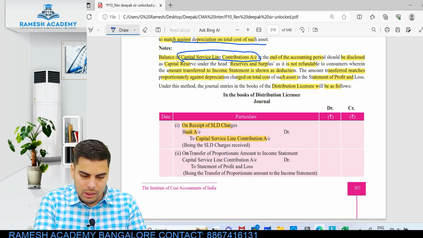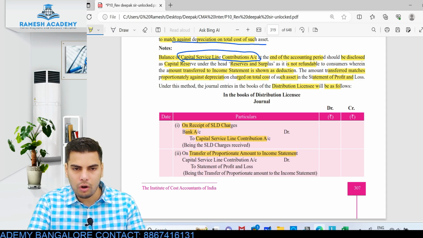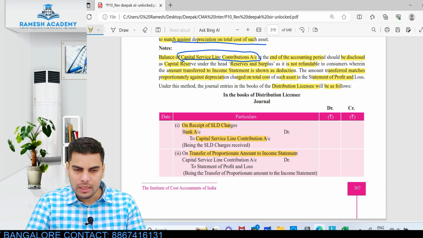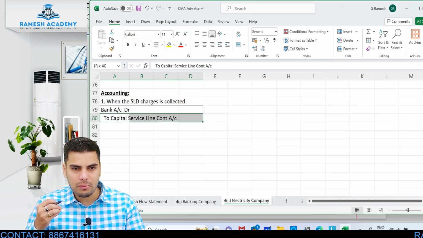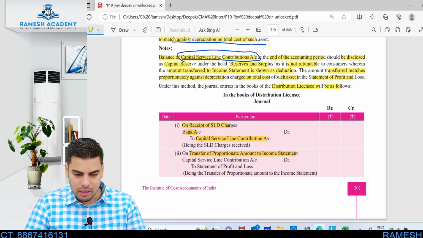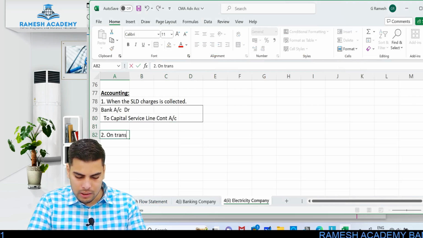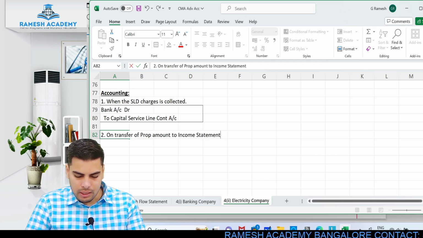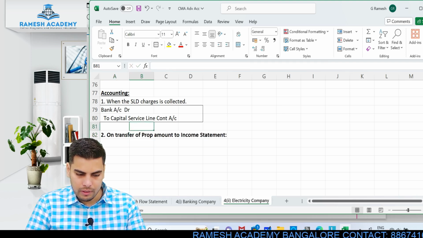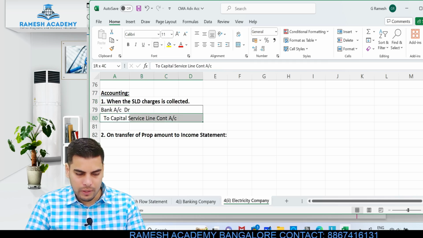Then the next thing is on transfer of proportionate amount of this particular contribution to income account. So what will be the entry? So here I had credited this particular account. Now from this account I am taking some portion and I am transferring it to the income statement, that is my P&L account. So income statement is nothing but your P&L account. So what will be the entry? The entry would be very simple. Here the account is showing credit balance. If I want to transfer, I'll just be debiting it.